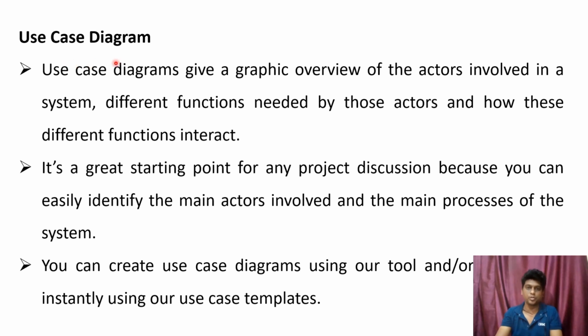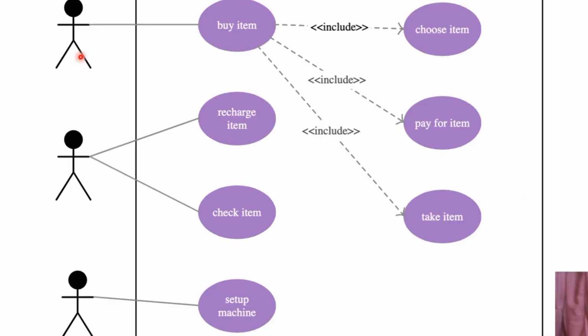The first type is the use case diagram. A use case depicts the functionality of a system or part of a system. It is basically a diagram representing different scenarios where the system can be used. You can see it with the example. The actor is performing the function. He wants to buy an item, so he has to choose the item, then pay for the item, and then take the item. If you want to recharge the item, you have to check the item.